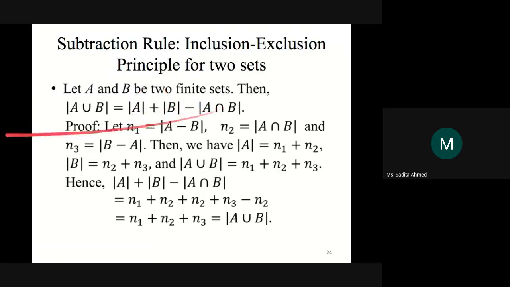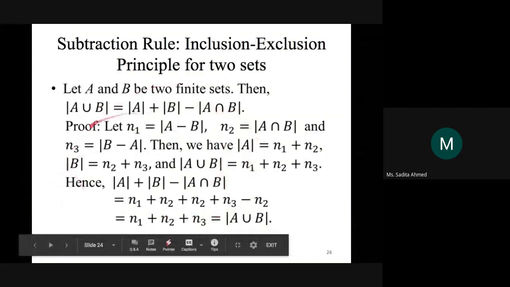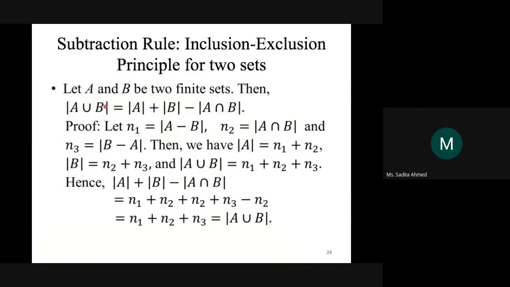All right. Now to prove that the principle of inclusion-exclusion actually holds, this is a logical proof of this principle for two sets. All right. So how do we prove this? First, let's assume that n1 represents the number of elements in this set, A minus B, or A difference B.